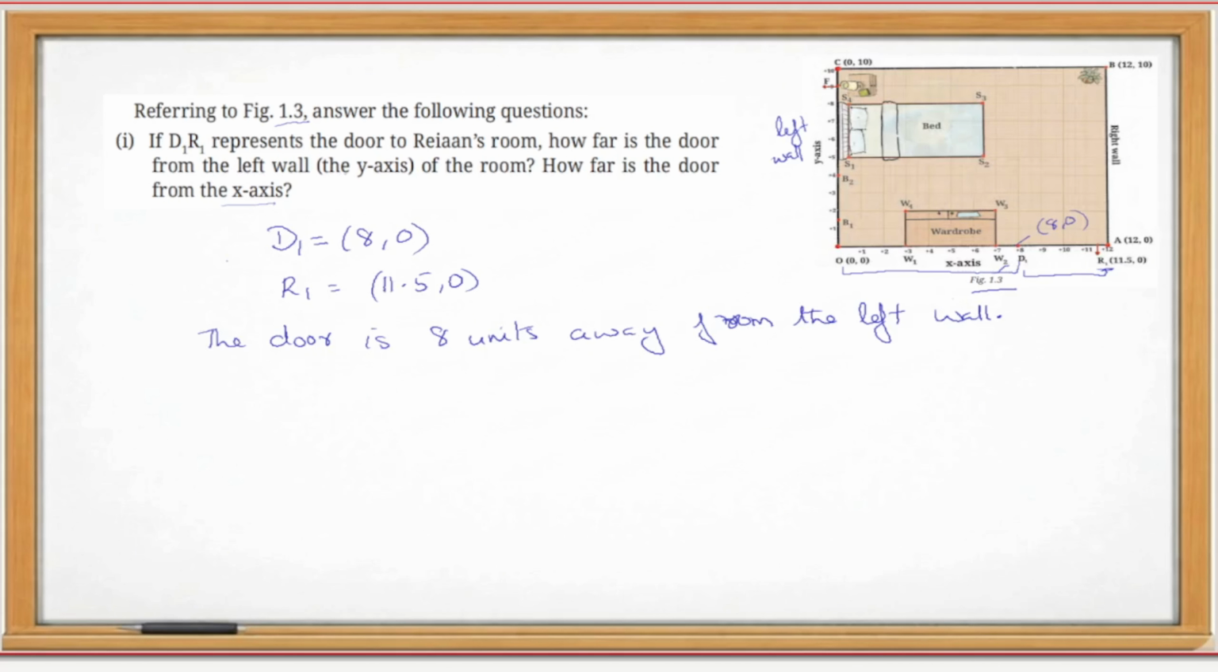And how far is the door from the x-axis? Now if you look, the door is exactly on the x-axis. So if it is on the x-axis, how far is it? It is on the x-axis, right? So it will be 0 units. We can write that the door is 0 units away from the x-axis. Hope you understood. Now let us move on to the next page.